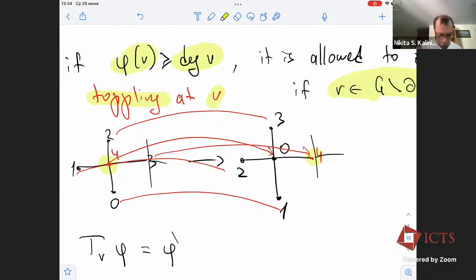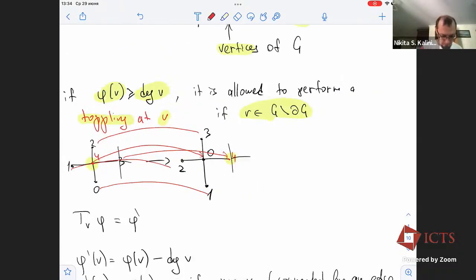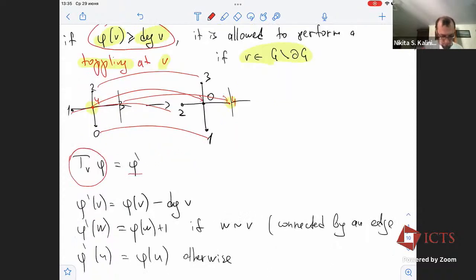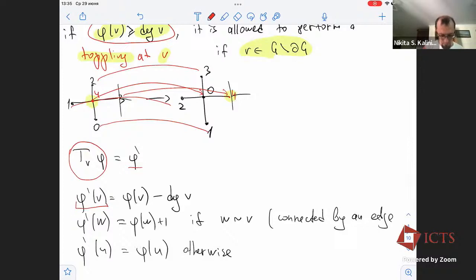Now I write this formula. If phi of V is at least the degree of V, then I define a new state, which I denote by T_V of phi. It's phi prime, defined as follows. Phi prime of V is phi of V minus degree of V, so my vertex V loses degree of V grains. Then each neighbor of V gets 1 additional grain. All the other vertices remain unchanged, they are just the same. Okay, so that's the basic step of this model.